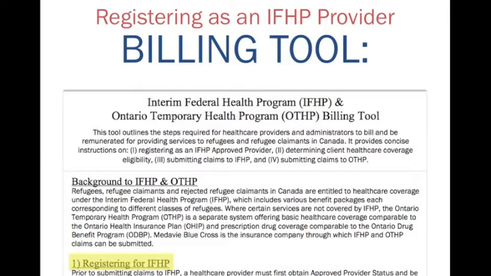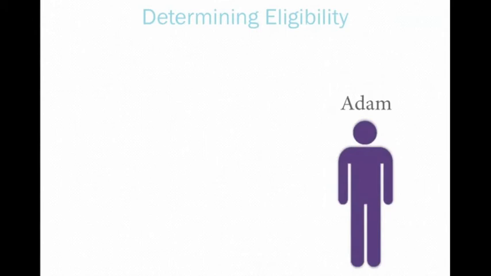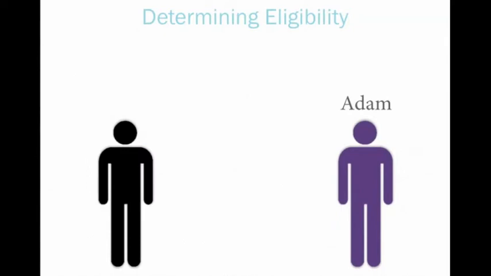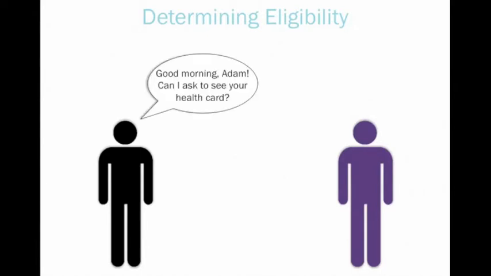Now that you are a registered IFHP provider, let's run through an example to illustrate the entire process of determining eligibility and billing for a refugee client. Adam is a refugee claimant who is not sure what type of health coverage he has. When Adam arrives at the clinic, the first step is to determine his eligibility. Before using our administrative resources, you should first check if Adam is eligible for OHIP. This can be done by asking if you can see his health card.